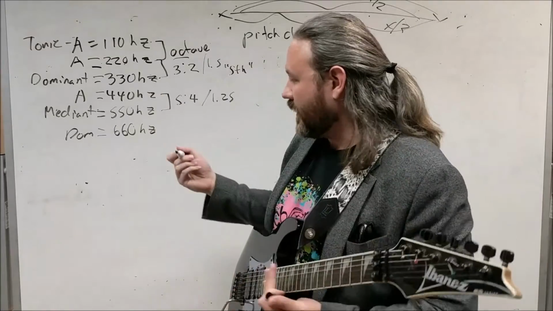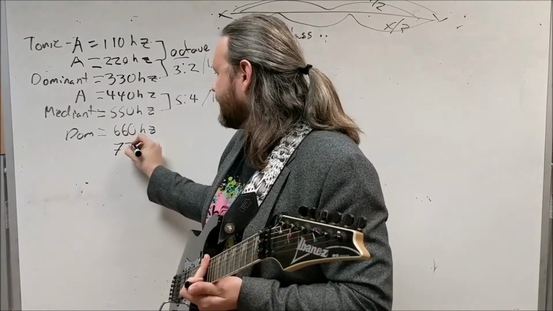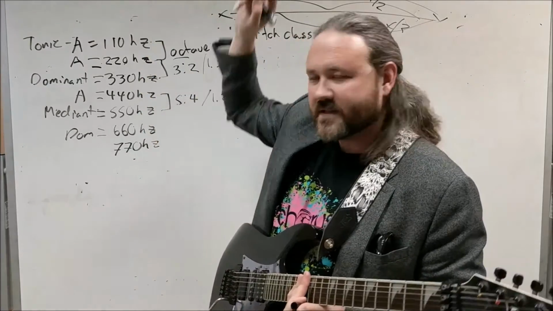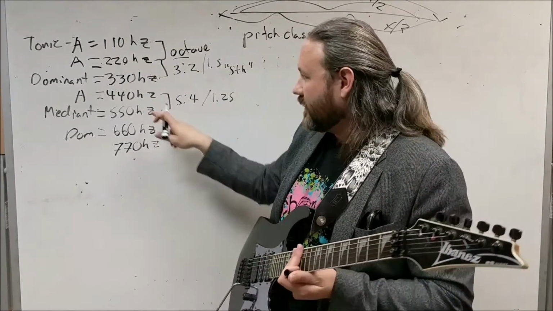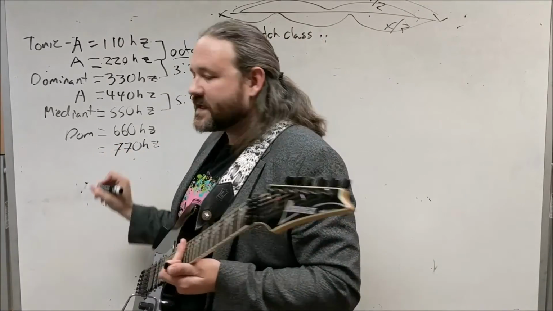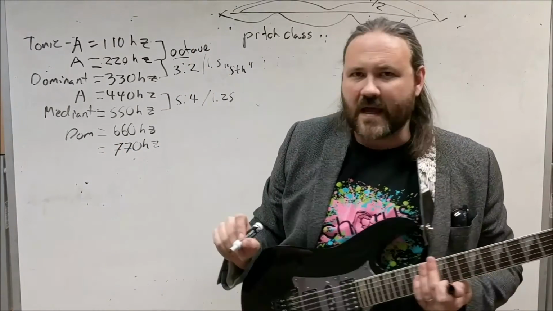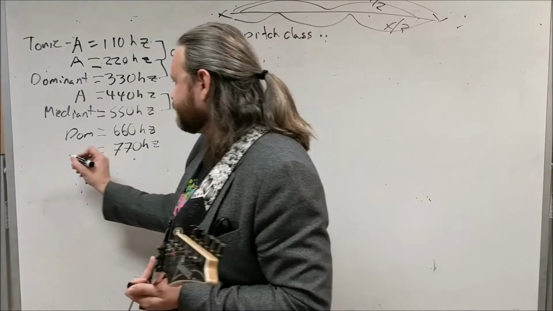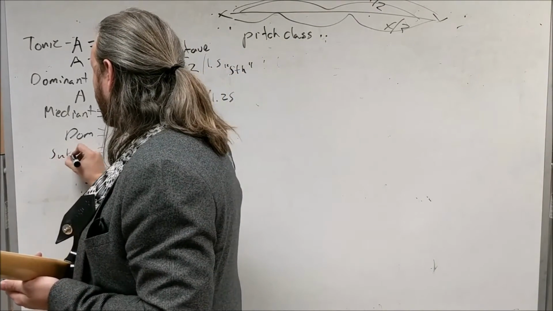Let's keep going though. Okay, next one is 770 hertz. We can quickly check, is this double of anything? It's not double of anything, right? It's not double the mediant, it's not double this, it's got to be something new. And so that 770 hertz is actually what we call a subtonic. All right, it's called the subtonic.